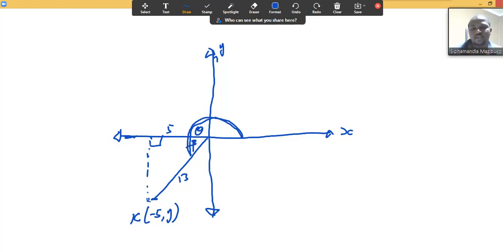We need to find beta. What can you do to find beta? We're looking at this angle here, and we don't know the opposite side, because the side is y, which is not given. But we do have an adjacent and a hypotenuse. So we can use cos. Cos beta is equal to 5 over 13.